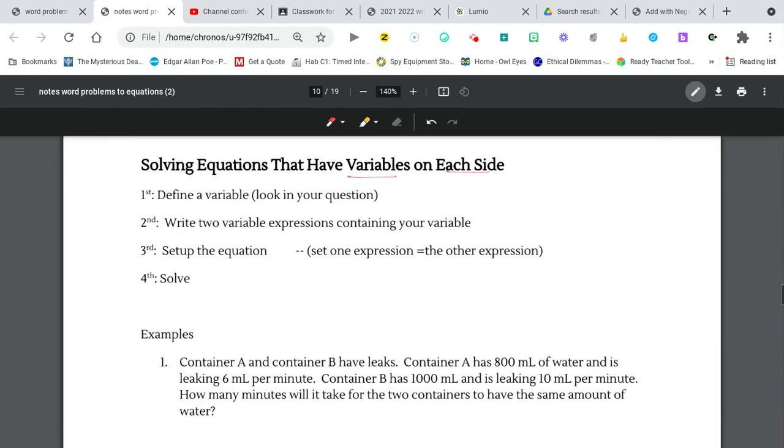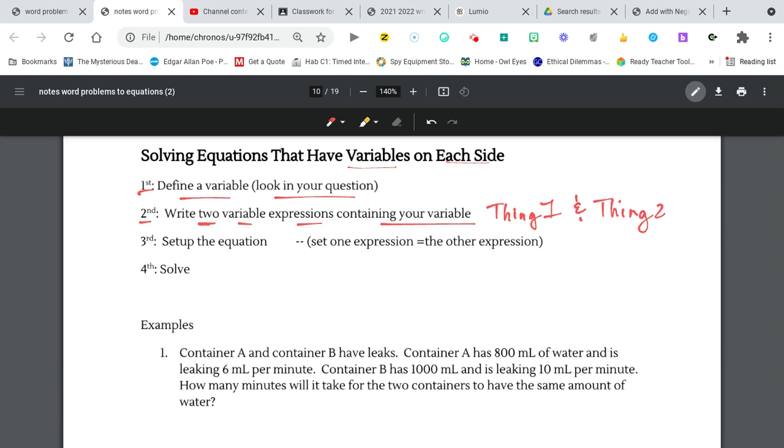Okay, same thing. Number one, always is you're going to define a variable by looking in your question. Number two, you're going to write two variable expressions that both contain your variable because you're going to have thing one and you're going to have thing two. Thing one will have a variable in it, the same variable as thing two, okay?